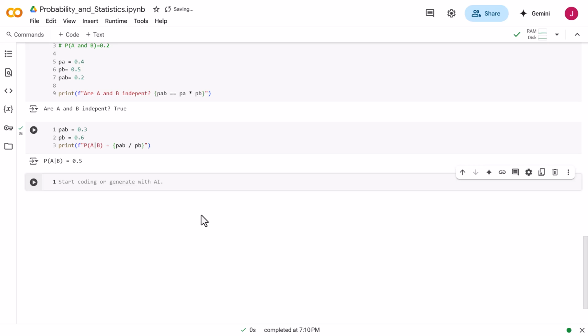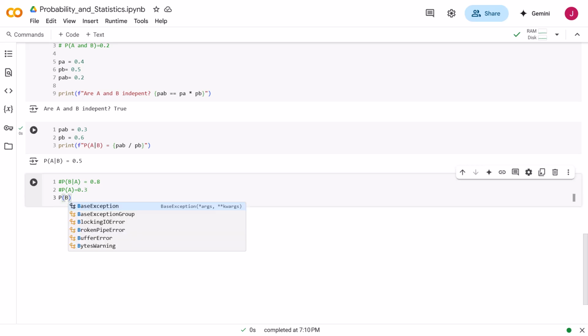Then the next concept is Bayes theorem. As I already explained in the lecture, Bayes theorem describes how to update the probability of a hypothesis based on new evidence, combining prior probability with the likelihood of the observed data. For example, I have probability of B given A equal to 0.8. Probability of A equals 0.3, and probability of B equals 0.5.